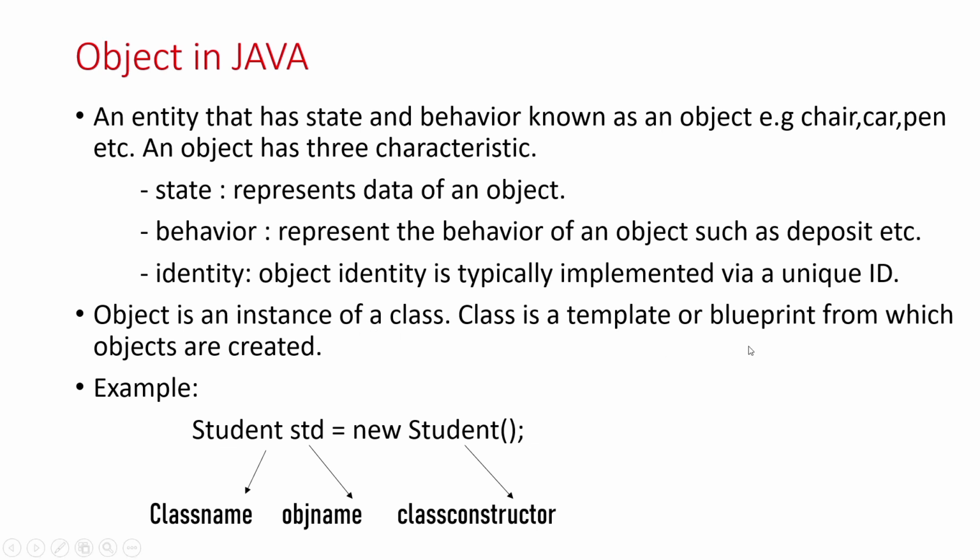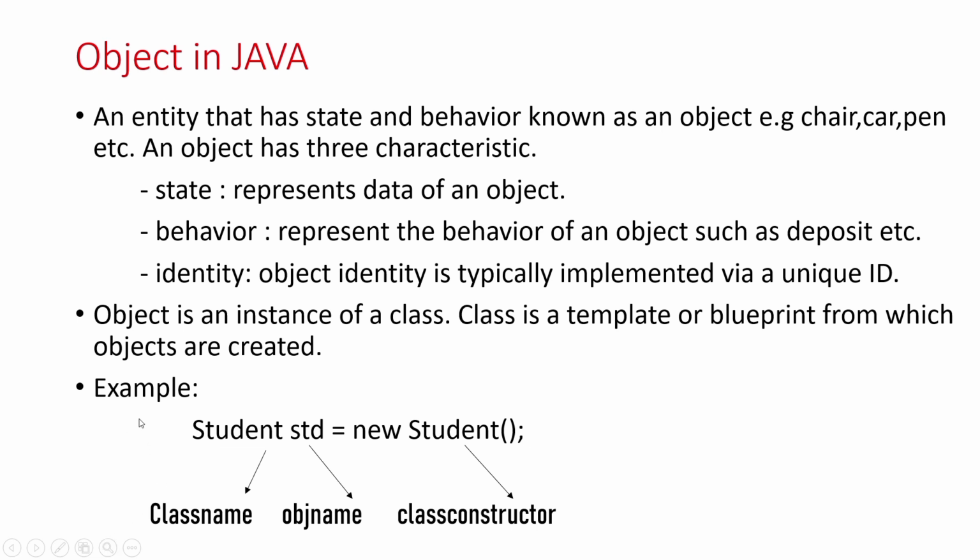An object is an instance of a class. A class is a template or blueprint from which objects are created. This object is just an instance of a class, right? It is just a part of the class. But the class is a template from which the objects are created. If there is no class, then how should we create objects? So for creating the object, the class is necessary.